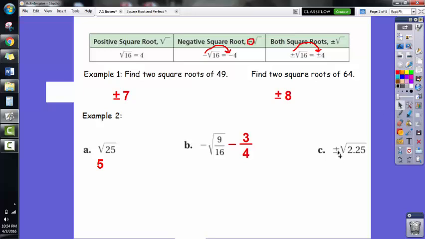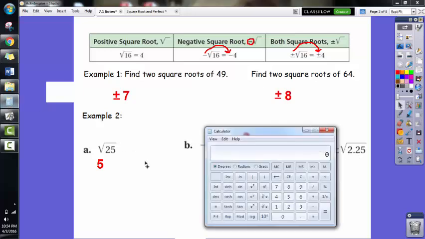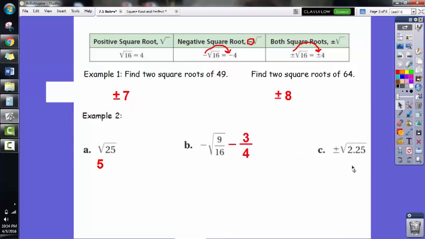And last one, C. Now there's the plus or minus out front, so we'll write that at the end. Square root of 2.25, you probably need to use a calculator for this one. 2.25 square root is 1.5. So we write 1.5 and then drop down the plus or minus.